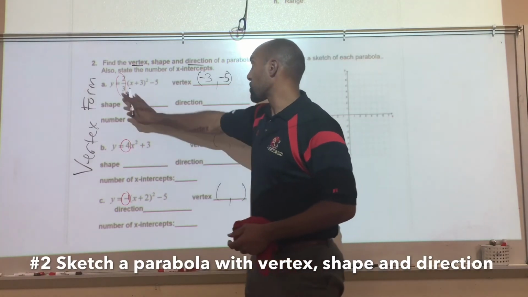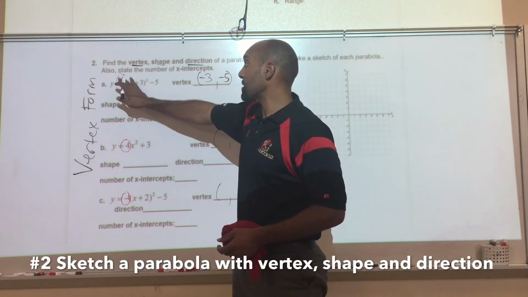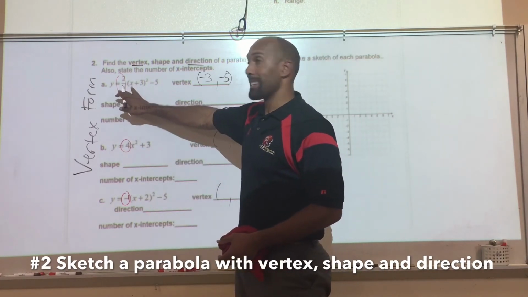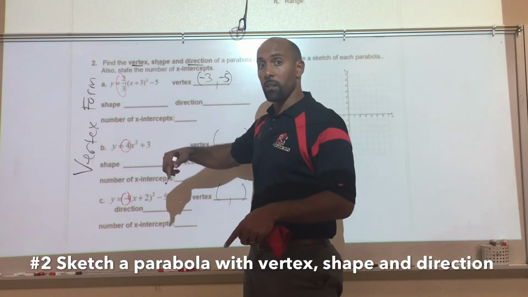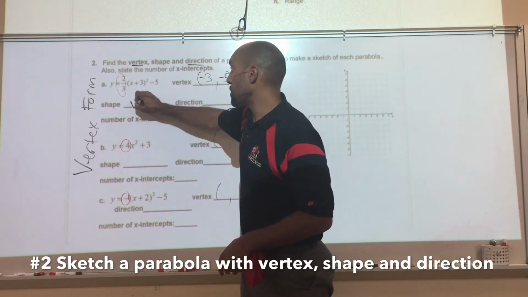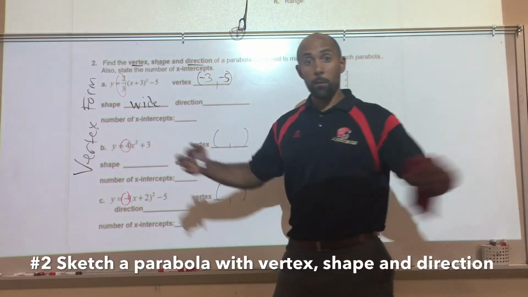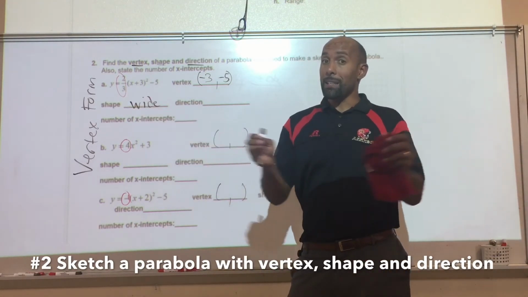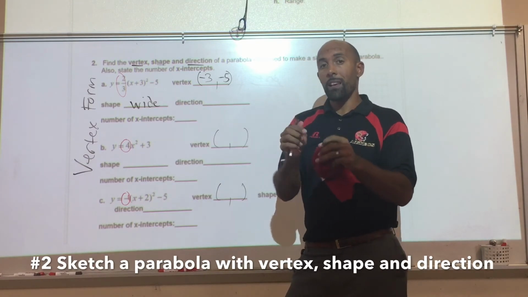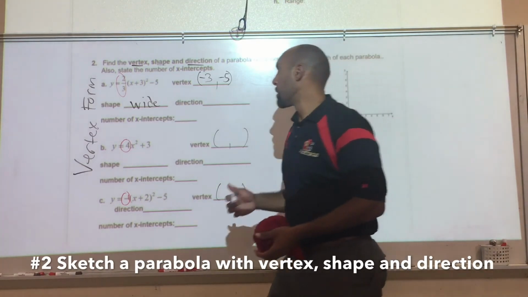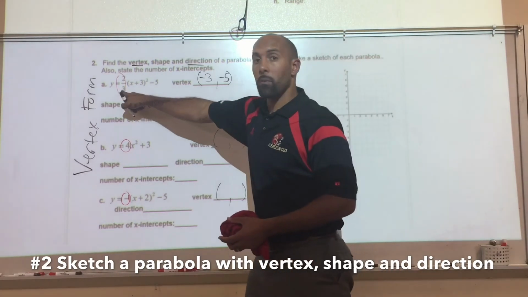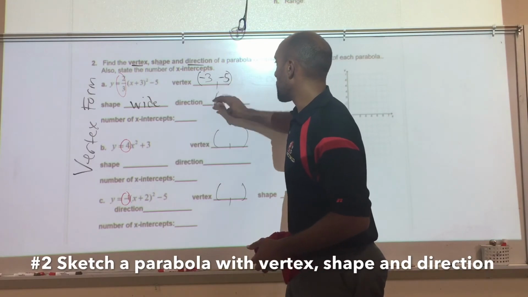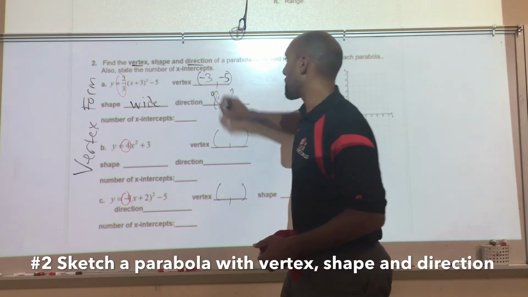For the first one, the shape: this number is positive and it's less than 1. If it's less than 1, that means your shape is going to be a wide parabola. As the number gets smaller, it gets wider. But as the number gets bigger than 1, it starts to get more and more narrow. As long as that number is positive, we're going up, but if it's negative, we're going down. In this case, we're going to make a parabola that goes up.